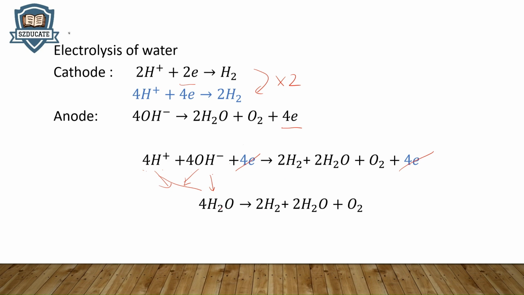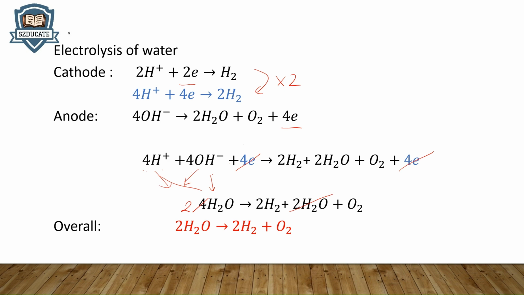Now, we balance whatever there is in excess or whatever is the same on both sides. Can you see that there's H2O on the left? There is also H2O on the right. So we cancel away the 2H2O on the right, and then the left side is left with 2H2O. So basically your final overall equation will be this: 2H2O gives 2H2 + O2.